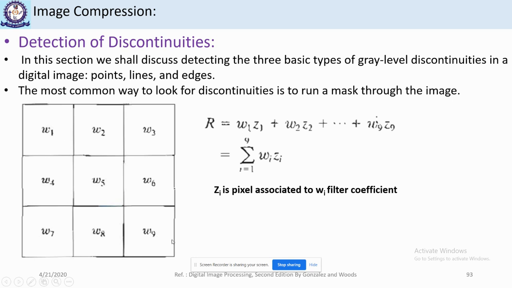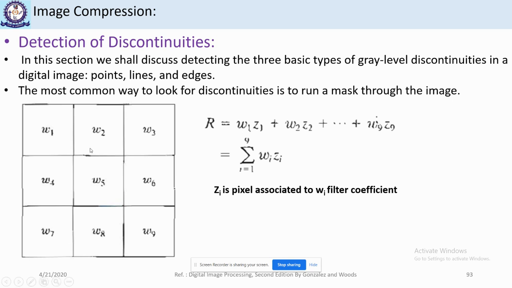So here suppose this is a 3x3 mask. From there we know that the response of the mask is given by W1 Z1 plus W2 Z2 plus so on up to W9 Z9. So we can give this by summation i equal to 1 to 9 of Wi Zi. So what is Zi here? Zi is the pixel associated with the Wi filter coefficient. So this is associated with Z1, this with Z2, this with Z3 and so on. All these 9 coefficients will associate with 9 pixel values.